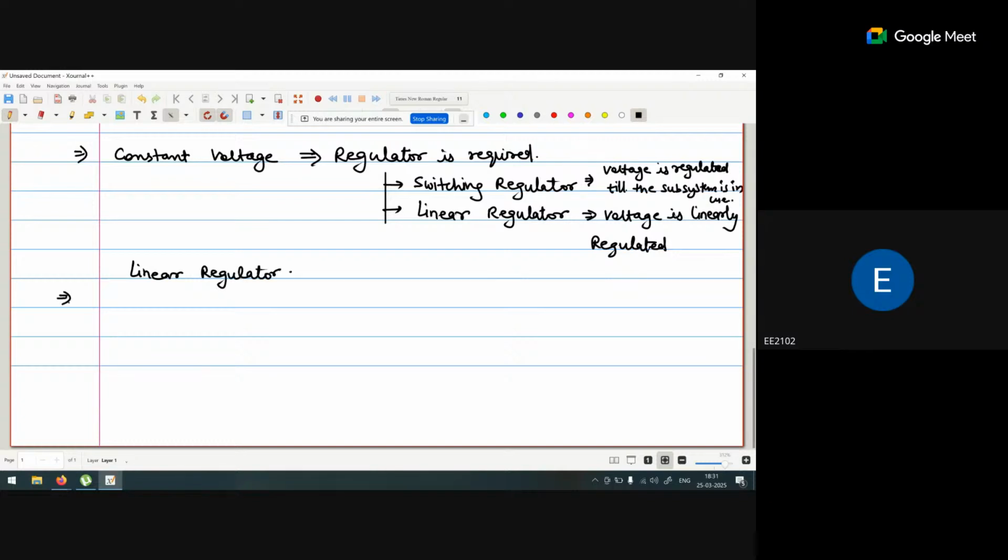This particular linear regulator is providing constant voltage to the subsystem, even though the subsystem is not engaged. The subsystem is not okay.